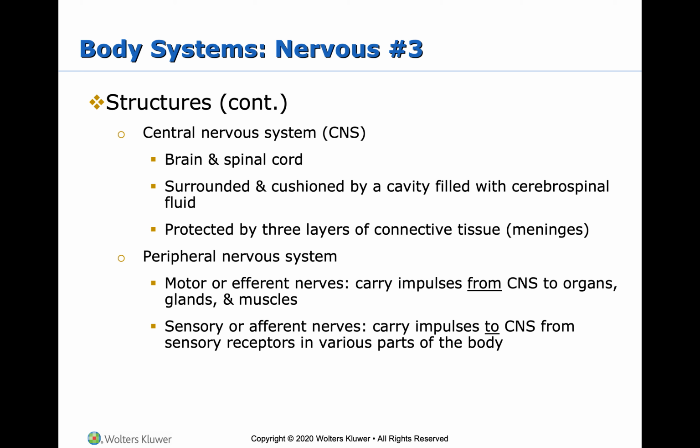And then the second type is your sensory or afferent nerves, which carry impulses to your central nervous system from sensory receptors in various parts of the body. So, an example of this would be your sense of taste, smell, hot or cold, pain. So it basically takes information from your skin or muscles or bones, etc., back to the central nervous system for processing. So, ouch, that's painful, that's hot, ouch. That would be a sensory or afferent nerve.